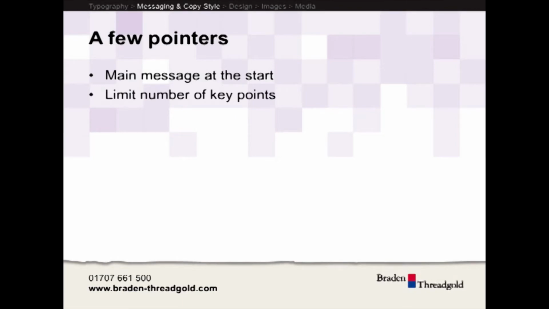Limit the number of key points. Try to stick with a maximum of 3 to 5 points per section. Make your message brief to help compensate for possible short-term memory limitations. And, for the same reason, break lengthy documents into short sections or paragraphs. This will help an older audience to remain focused and not get distracted in the middle of a long section.